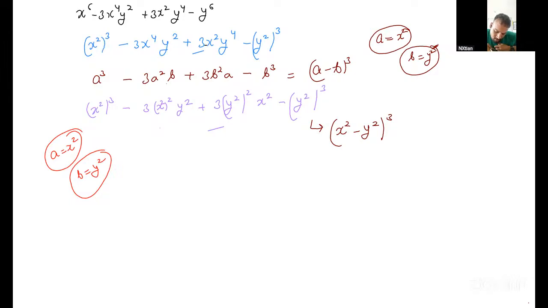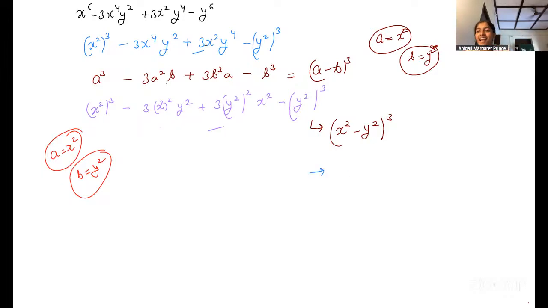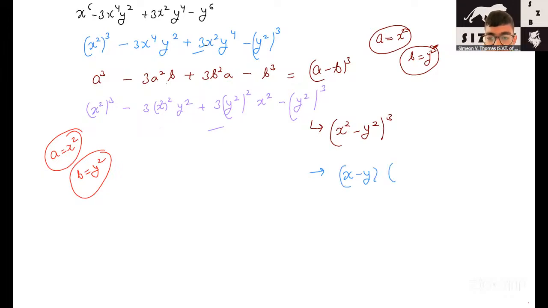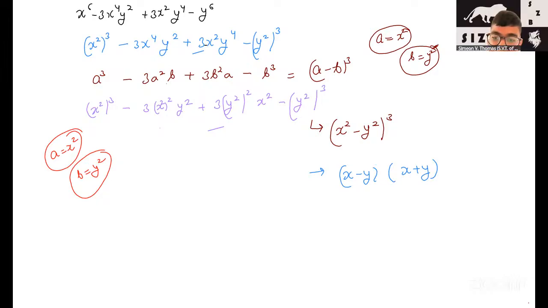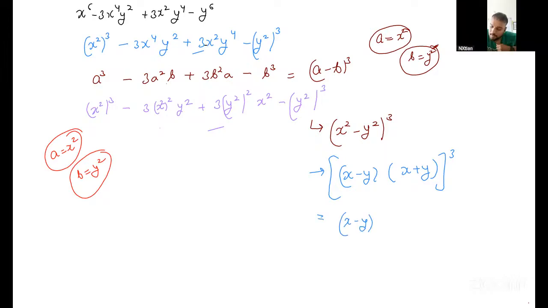And you can further solve this. Is it solvable? Yes, it is solvable. How? You can make it x minus y into x plus y, and the whole cube in both. Yes. Good one.